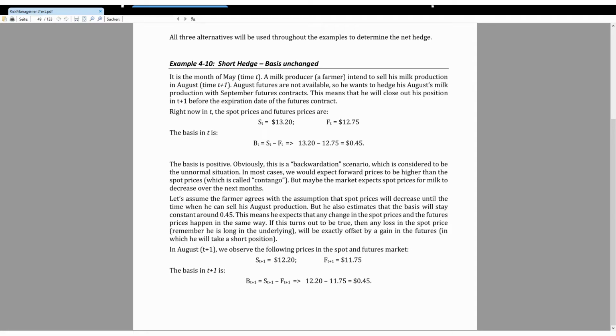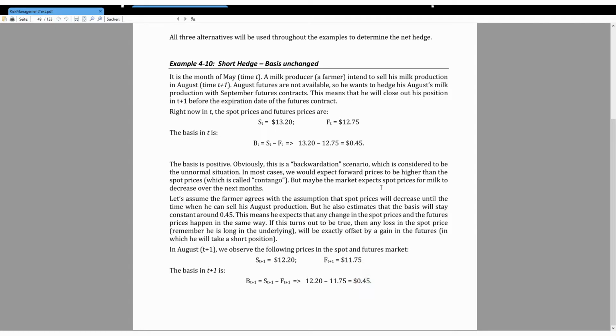In time t, the spot price is 13.20, and we assume that the price in time t plus 1 is 12.20, so it goes down by $1. The futures price in time t is 12.75. It goes down also by $1 to 11.75. The basis in both times is 45 cents. So the basis does not change.